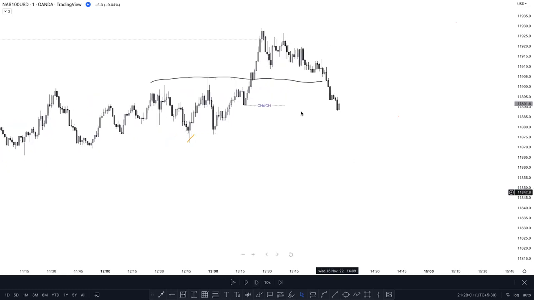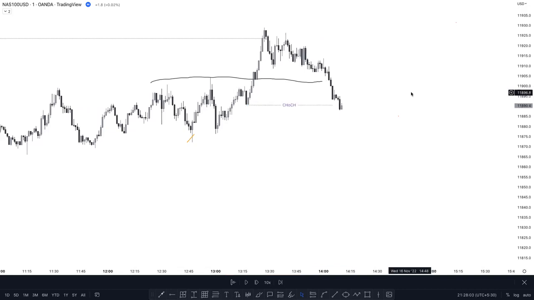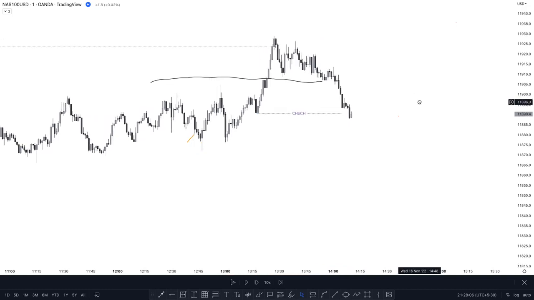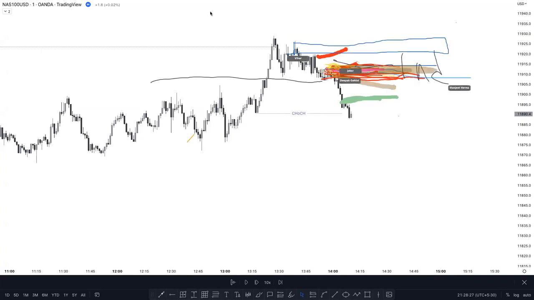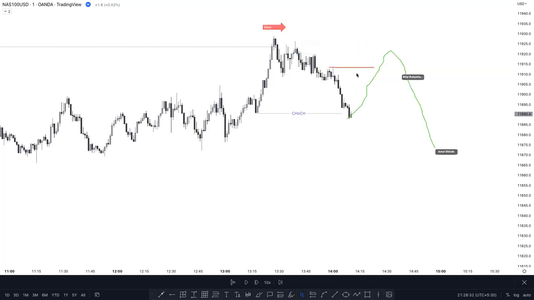Okay, finally market breaks this low, and in this case, where is the inducement? Okay, perfect. Correct. This one is actually our inducement. This is a pullback, right? And you can sell here. This is not a pullback. So let's see.